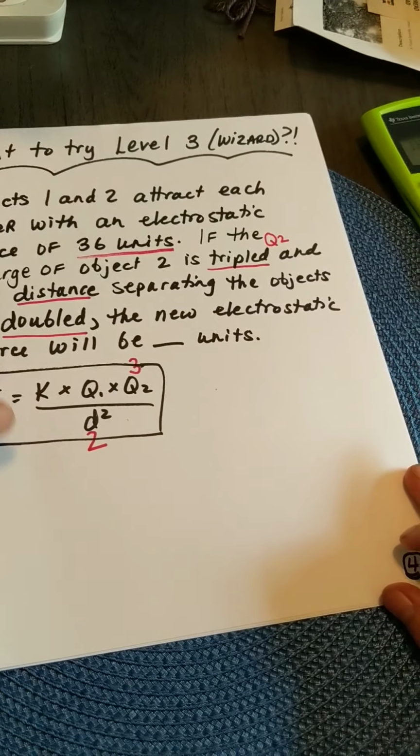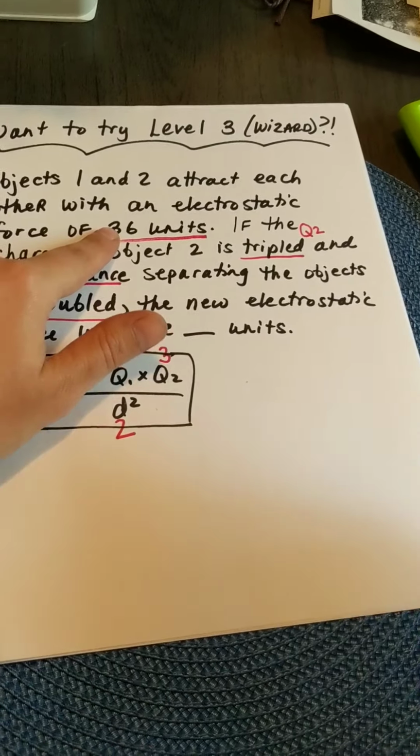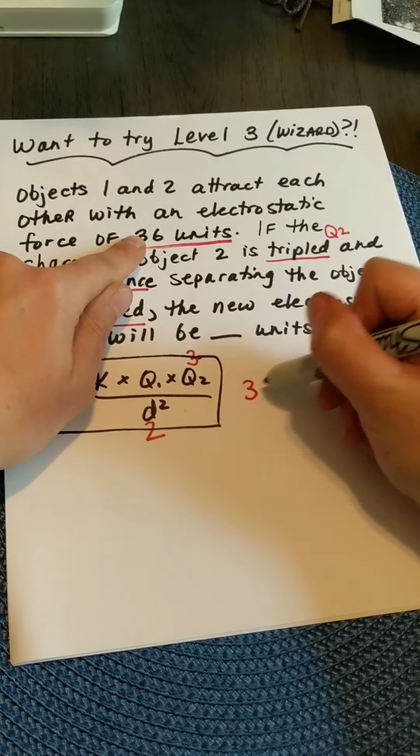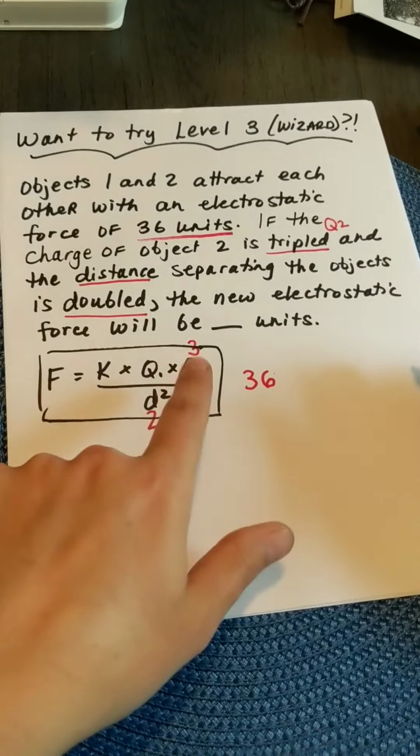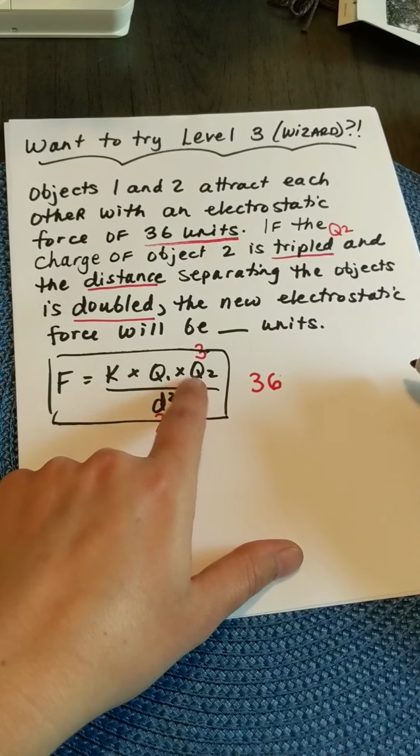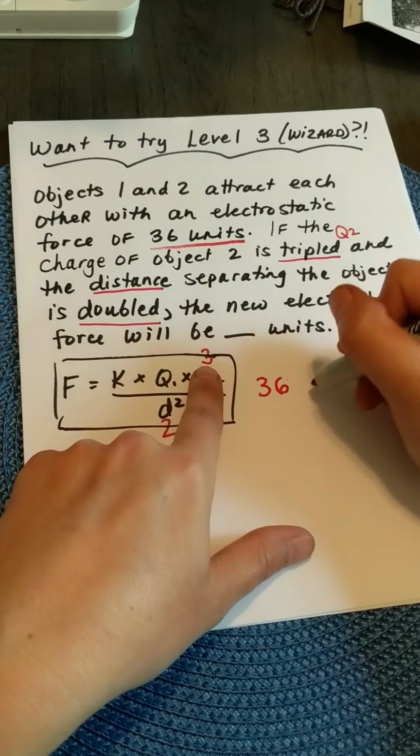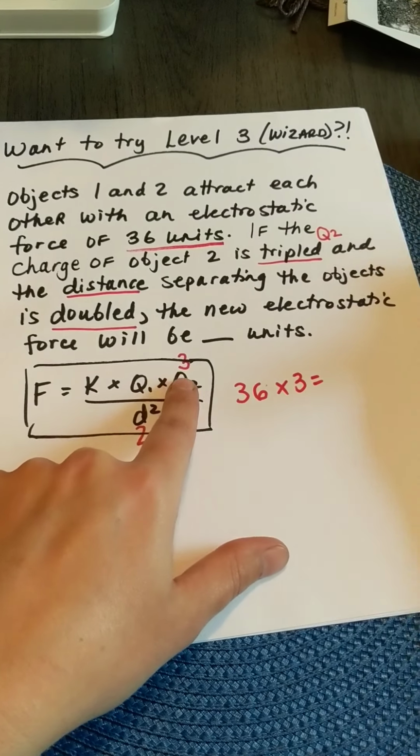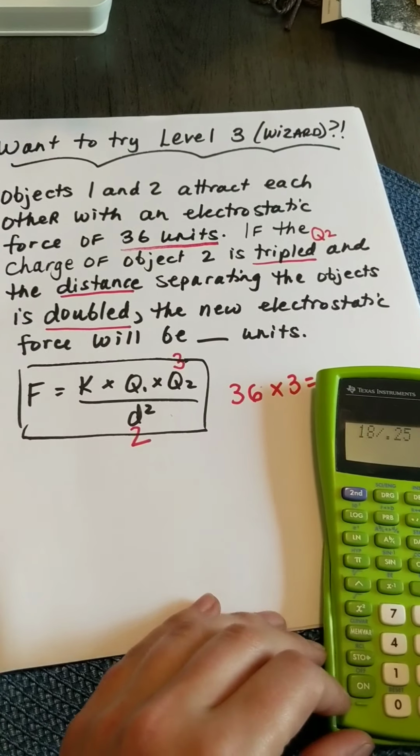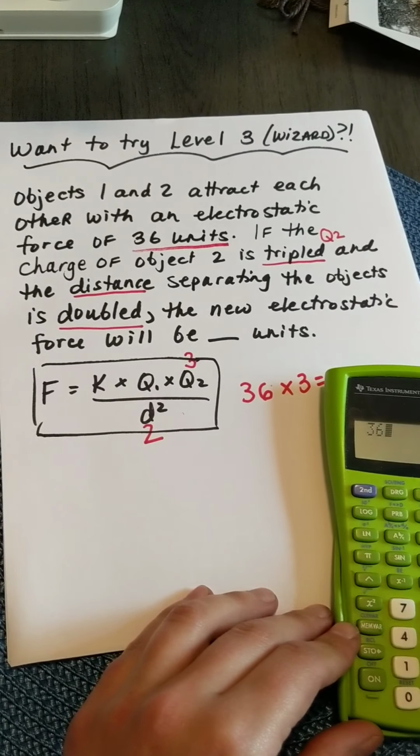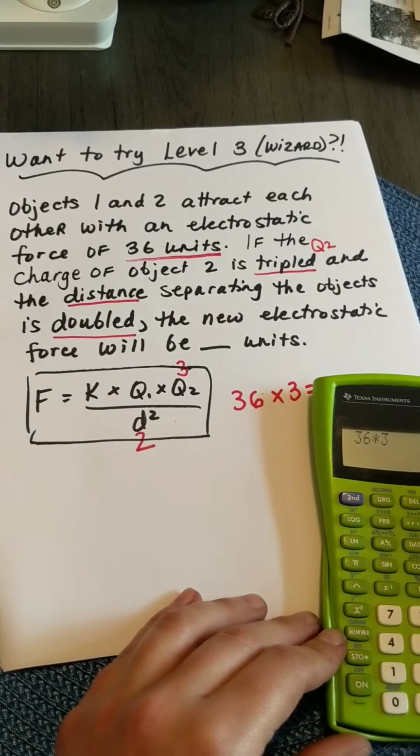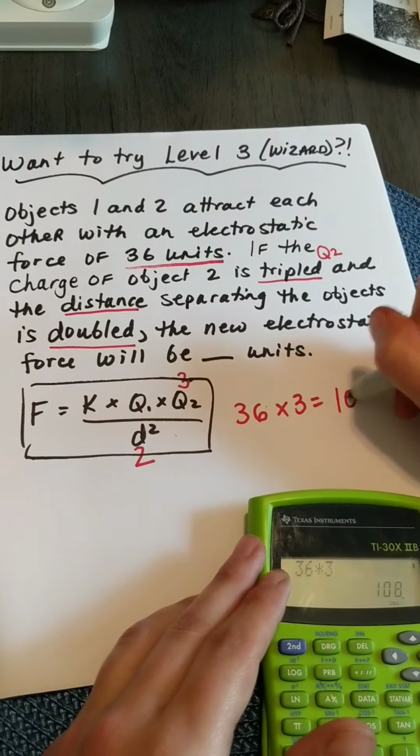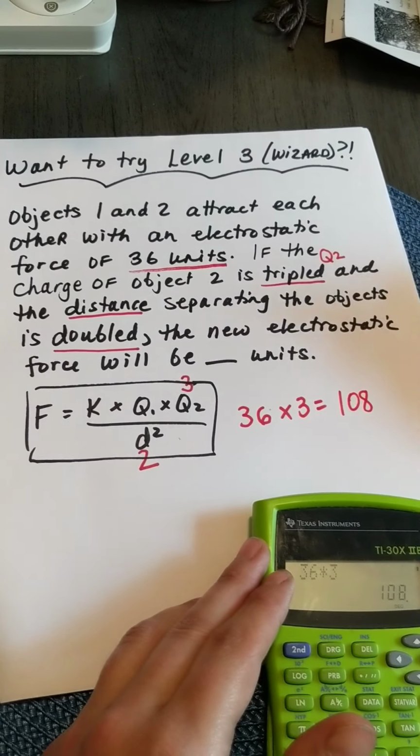So like we did before, we'd take our starting value, which was 36 units, our starting force. And we know that we tripled Q2, so that would multiply it by 3. Right? So that was step 1. We're just going to look at what would happen when we tripled Q2. So you take 36 and multiply by 3. That's 108.